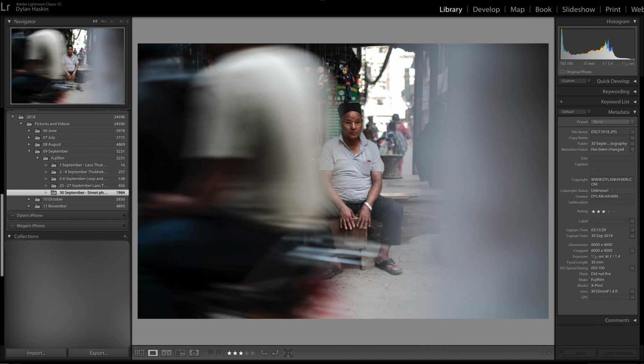So here there was this guy that was just sitting and chilling, and I sort of hung around and tried to get a few different compositions, but this is the one that I liked. Him right in the middle, and again I was just waiting for some cars to come past or some kind of movement in front to make use of the slow shutter speed.